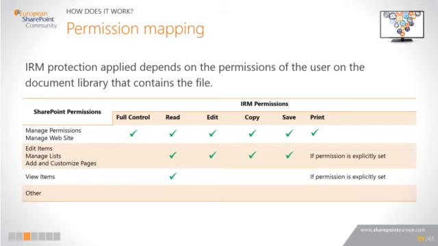A user with edit items, manage lists, or add and customize pages will be mapped to a content editor with read, edit, copy, and save rights. Print rights, however, have to be explicitly configured in the rights policy. Otherwise, the user will not be able to print it. A user with view items permission will be mapped to a content reader with only read rights. Any other permission on SharePoint will not be mapped to any rights on the IRM side.